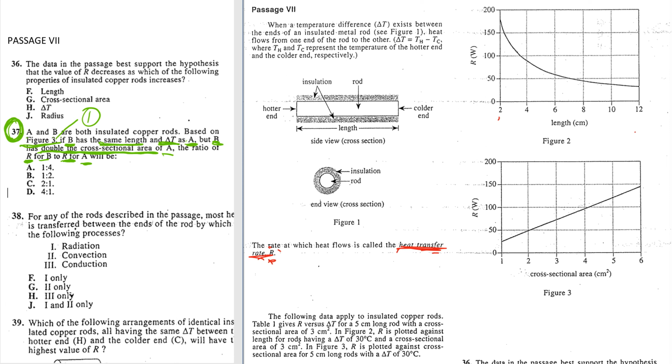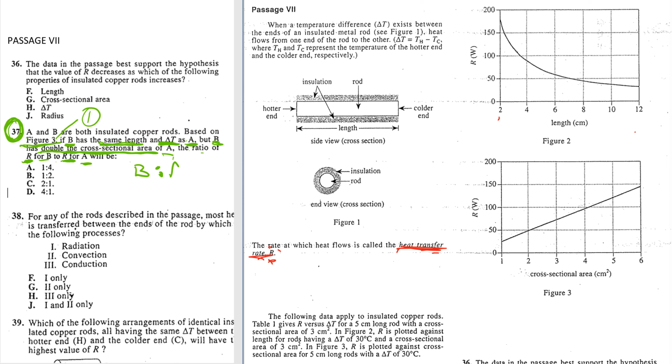So we did step 1, find figure 3. It tells us that B has the same length and the same temperature change as A, but B has double the cross-sectional area. So I just have to look for anything that tells me about cross-sectional area. The one thing I will write down is the ratio of R of B to R of A. So I know I'm looking for the ratio of B to A.